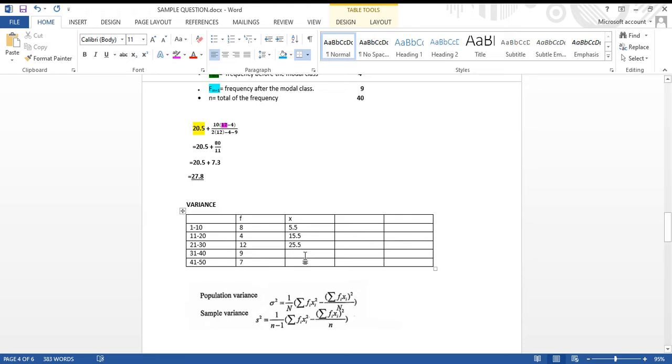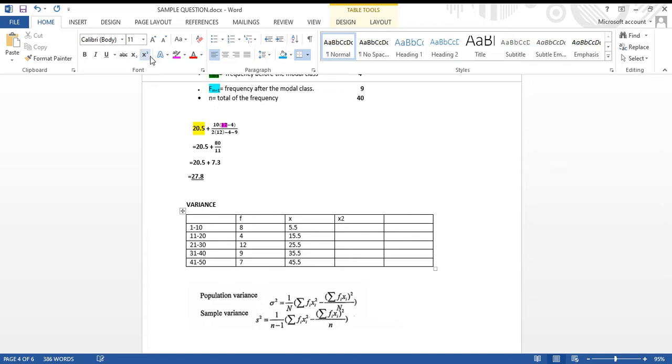Next one, 31 plus 40, that's 71 divided by 2, which is 35.5. And finally, we've got 41 plus 50, that's 91 divided by 2, and we get 45.5. So we've determined our midpoints. The next thing we're going to do is square our midpoints.